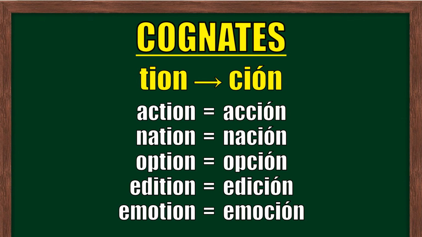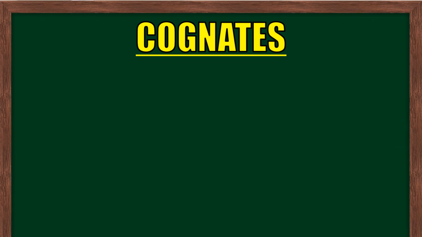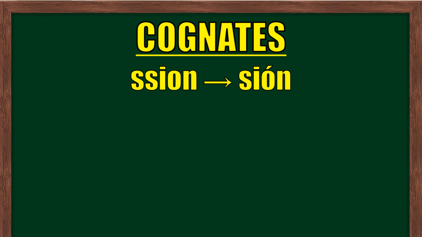There are a ton of words in this category. So many words end in tion in English, and almost all of them end in cion in Spanish. Acción, nación, opción, edición, emoción. But there are other words in English that also end in shun, but it is spelled ssion. These words in Spanish also end in tion, but instead of cion, it is spelled sion, also with an accent over the O. The accent goes on the last syllable.